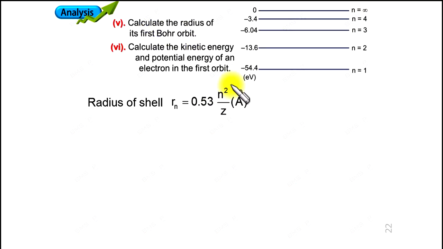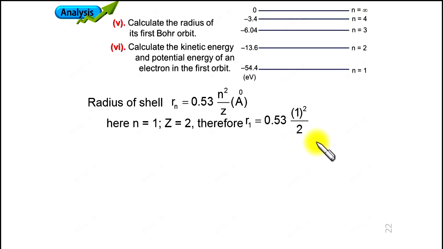and here we need to calculate the Bohr orbit, that means for n equal to 1. That means in the formula we should substitute n equal to 1 and Z equal to 2, right, and this value will be R1 equal to 0.53 times 1 squared divided by 2. This is equal to 0.265 angstrom, right, this much. This is the answer for the fifth part.